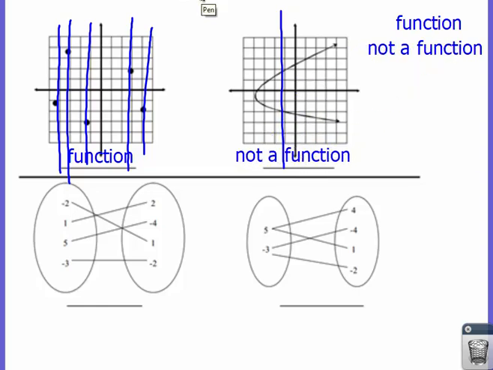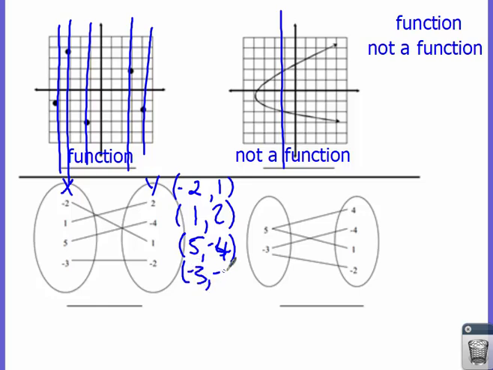Now mappings are a little interesting. Mappings are nothing but this circle representing the x value of a coordinate and this circle representing the y value of the coordinate. So when we do a mapping like this, it's telling me that this -2 is going to go with a 1. So that would be our coordinate. This 1 is going to go with the 2. So that would be our coordinate. This 5 goes with the -4. And this -3 goes with the -2.